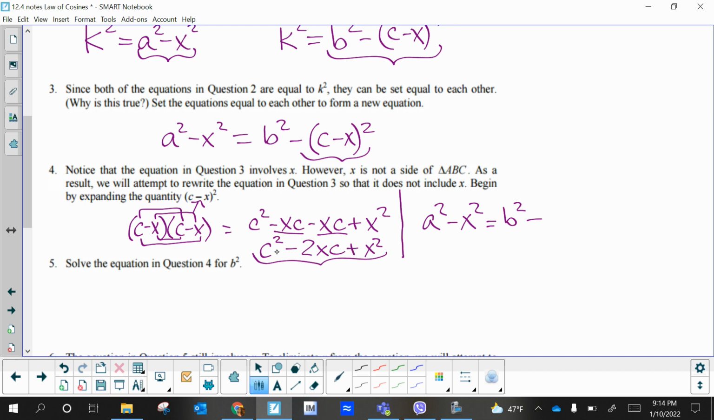Now, if we're minusing that whole thing, we need to change the signs, okay? Let me show you the whole thing. So minusing c squared minus 2xc plus x squared. What happens when you minus that whole thing? It really becomes negative c squared, negative times a negative, a positive 2xc, and a negative times a positive minus x squared. I still have b squared right here, and I still have a squared minus x squared.